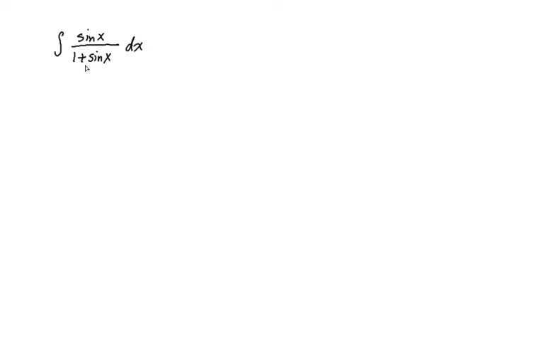If you look at the denominator, 1 plus sine x, if you differentiate that, you just get cosine x, which doesn't really match with the numerator. If it did, that would make this a perfect problem to apply the chain rule directly. So the chain rule is not going to work. Another thing is we can try integration by parts.